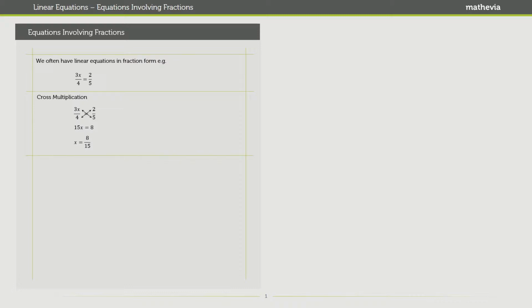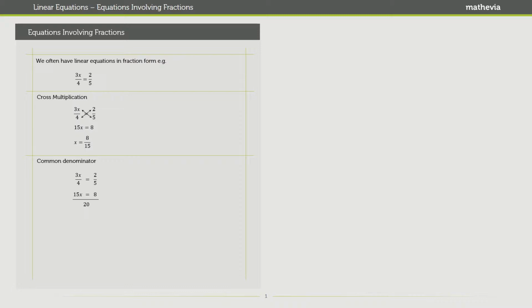There is another method, however: a common denominator. When you have two fractions, 3x over 4 equals 2 over 5, you can solve this using a common denominator. Just like you would if you were adding or subtracting fractions, you find the LCM of the two denominators, and I think we can work with 20. So we have 20 divided by 4 is 5, multiplied by 3x is 15x, equals 20 divided by 5 is 4, multiplied by 2 we have 8.